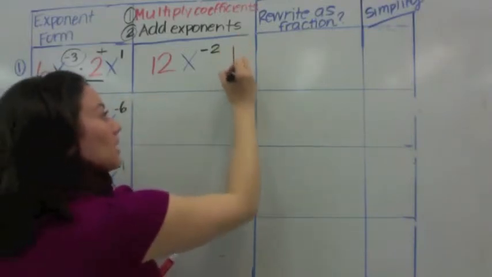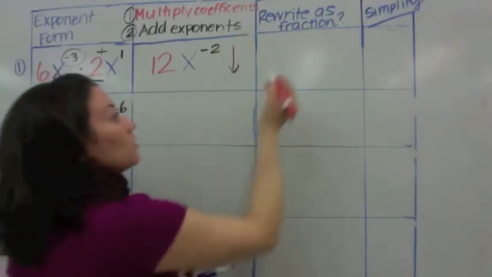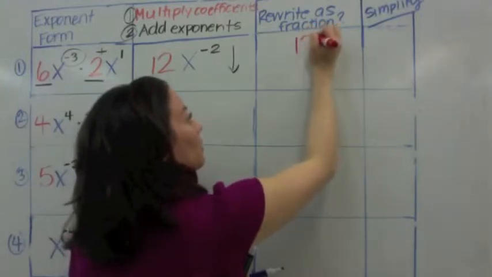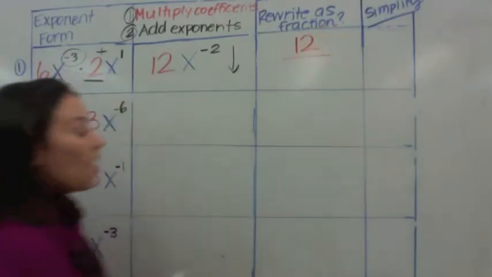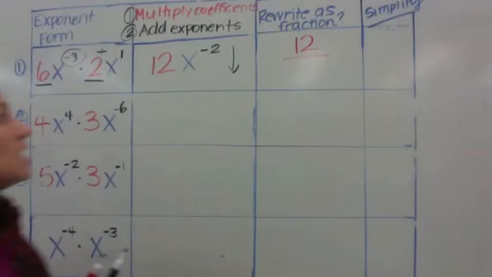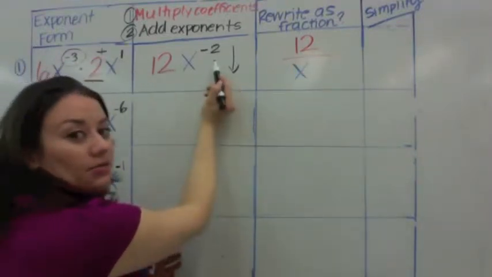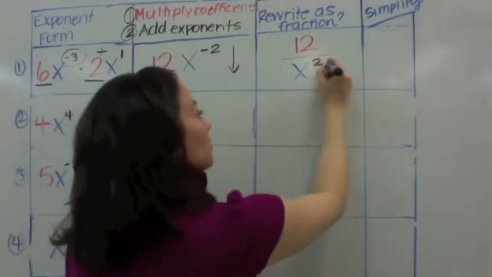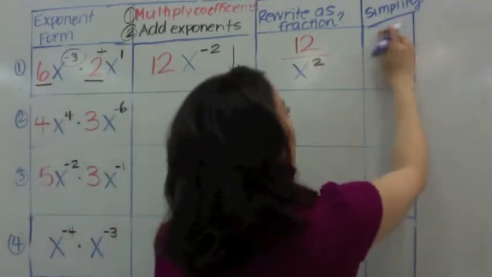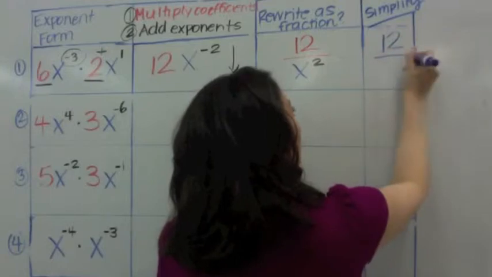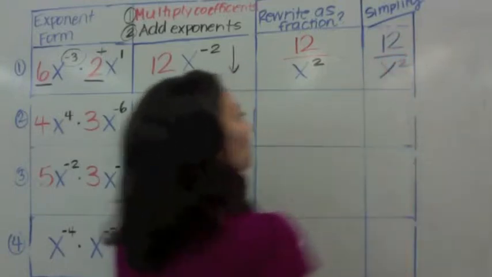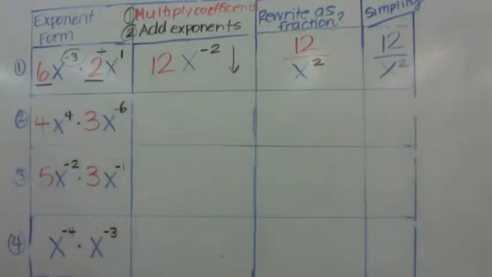Yes. So you're going to bring it down, but you're going to leave the 12 on the top. No longer going to use 1. When you bring it down, it becomes x to the power of, it was negative 2, now it's going to be positive 2. And when we simplify it, we just write it as 12 divided by x squared. Okay, are we good?